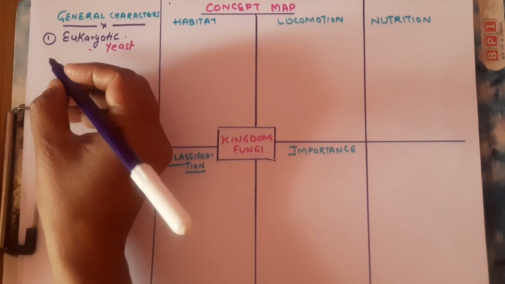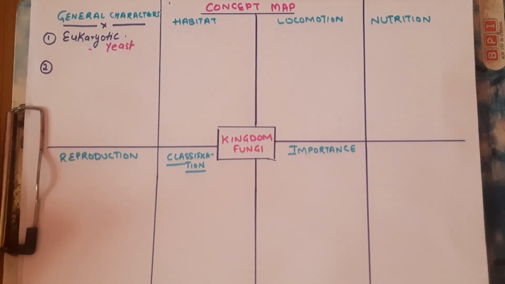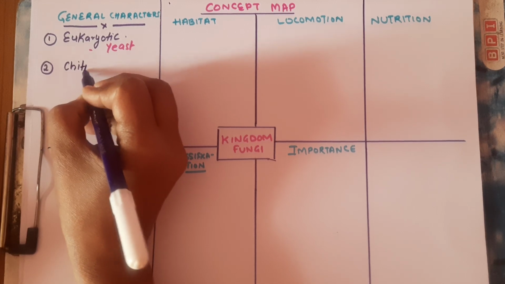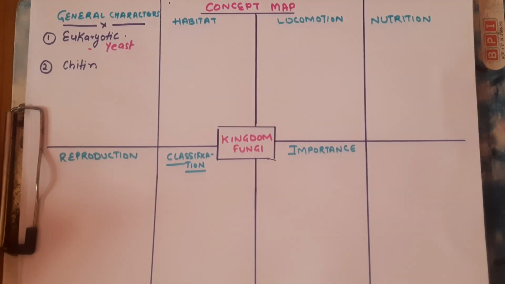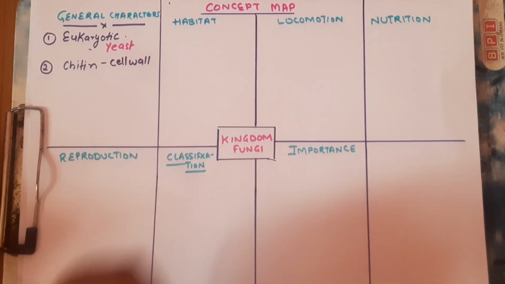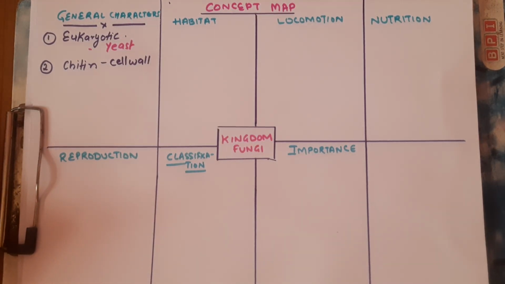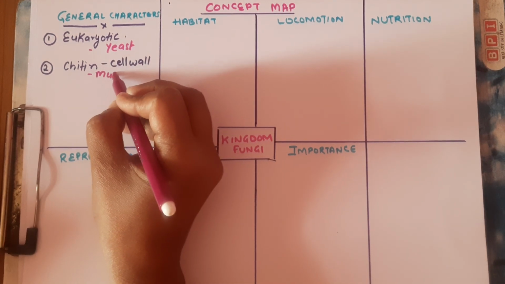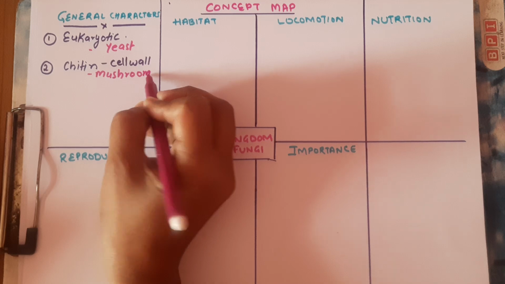The second general characteristic of the fungi is the cell wall. The cell wall is made up of chitin. Chitin is a tough polysaccharide, and the example here is the rigid structure of the mushroom cap. You have seen the mushroom, so how tough it is. The cap reflects the strength provided by the chitin. So the example is the mushroom, if you want to see the toughness provided by chitin.